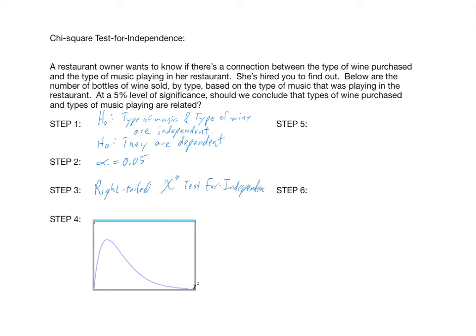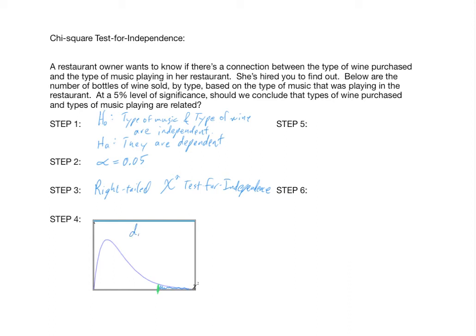Step 4, we draw our graph. Here you can see I already have a picture of a chi-square distribution. The test is right-tailed, so we're going to shade the right-hand side, the right tail. We now need to figure out what is this value right here that separates the fail to reject region from the reject region. And in order to do that, we need to look at our chi-square distribution table, the same table that we looked at when we're doing a chi-square goodness of fit test. And we need to know alpha to read that table and the number of degrees of freedom.